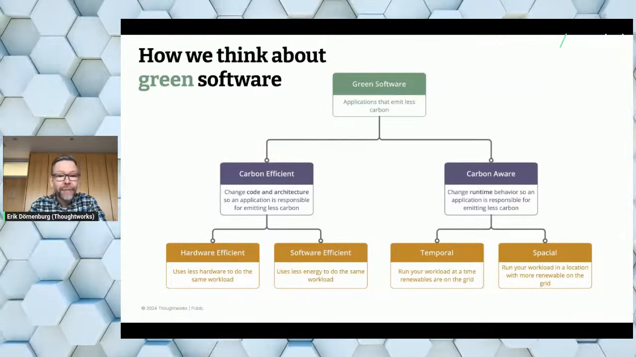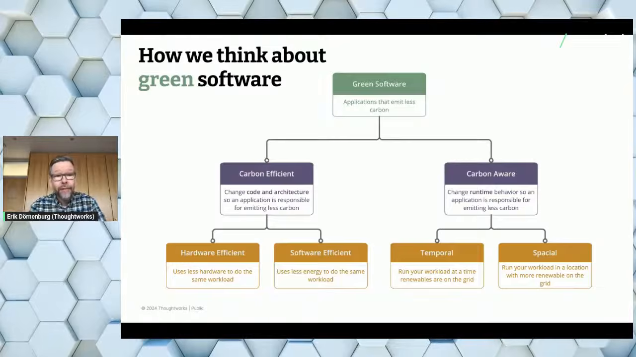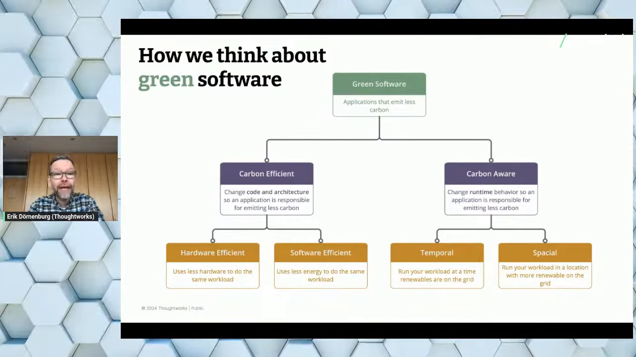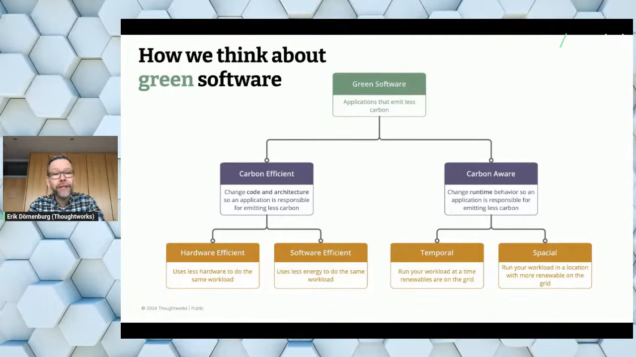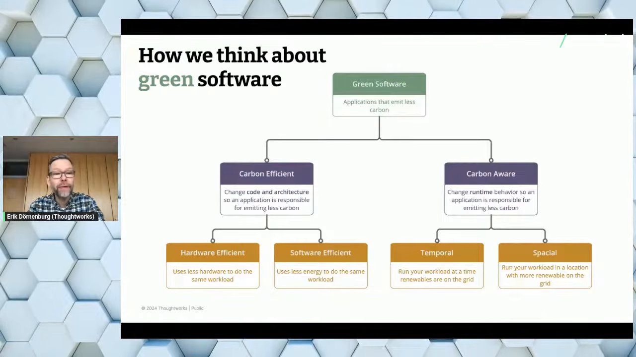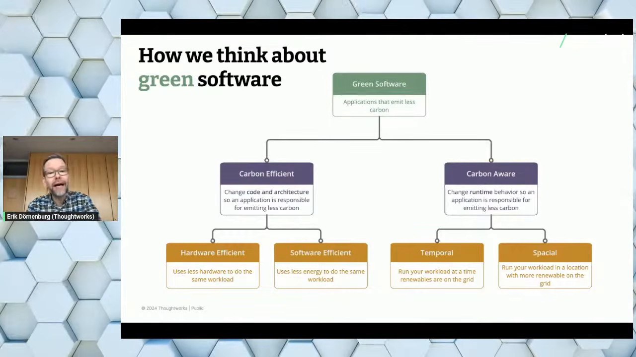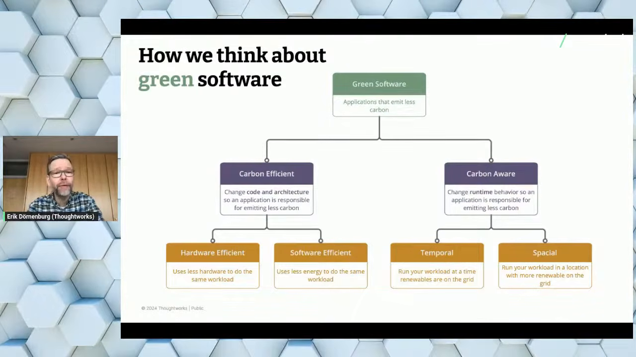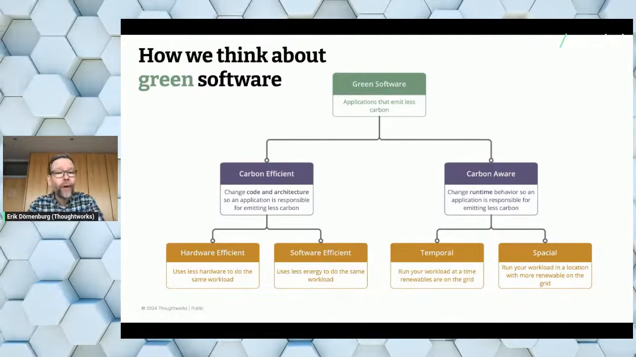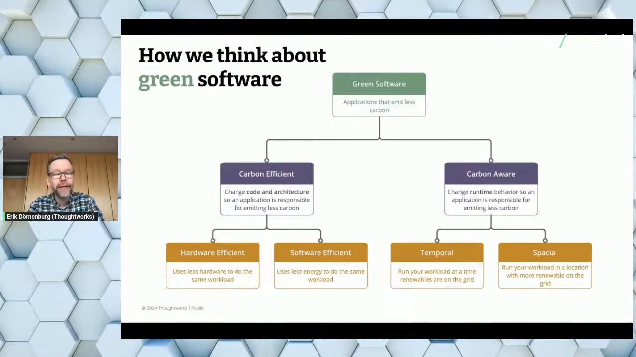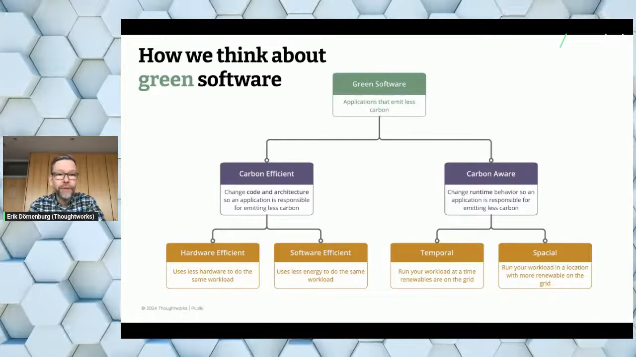As a summary of this bit here, we can think about green software from two different angles. On the one hand, we can look at carbon efficiency, to use the hardware better, to make the software more efficient. Or on the other, carbon awareness, where we look at what it means for carbon emissions when we run our software and where we run it.